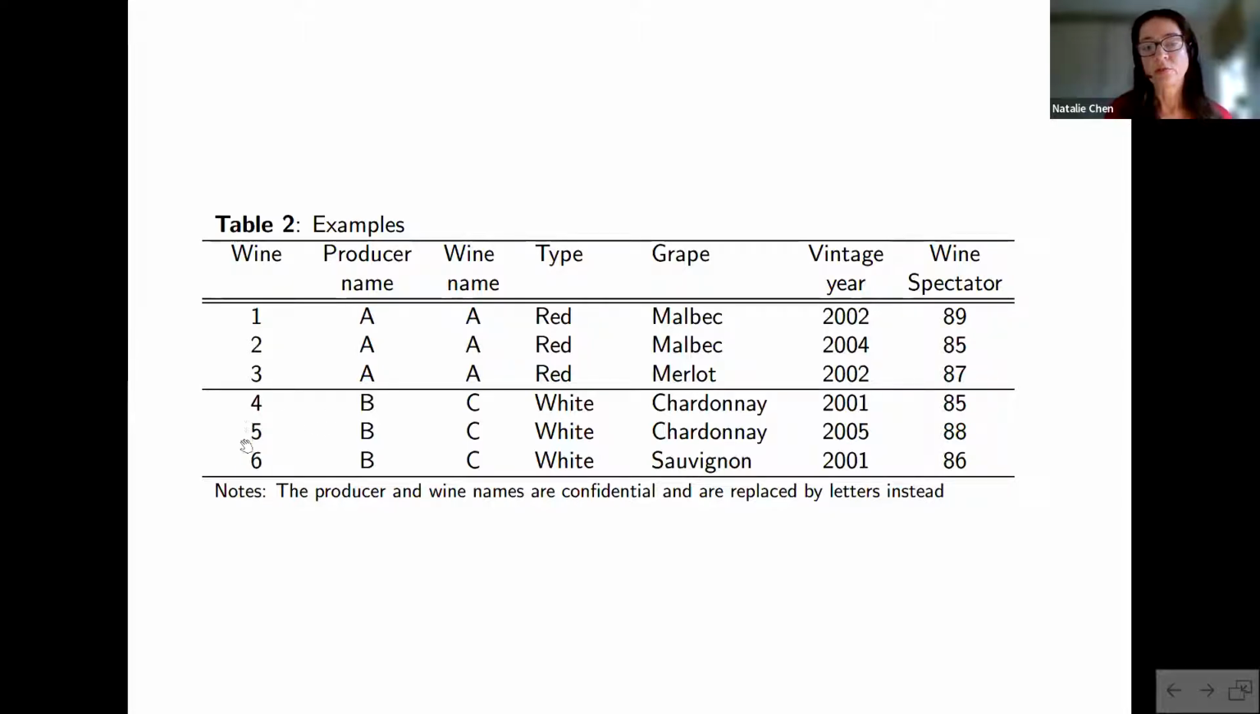For wines 4, 5, and 6, this is similar, except here the wine name is not the same as the wine producer. But anyway, the wines with the name C are all produced by the producer B. So you can still easily merge or identify who is the producer of each wine.